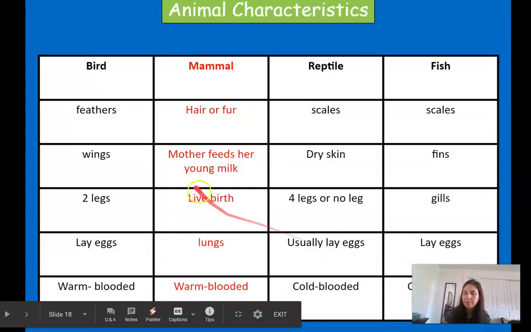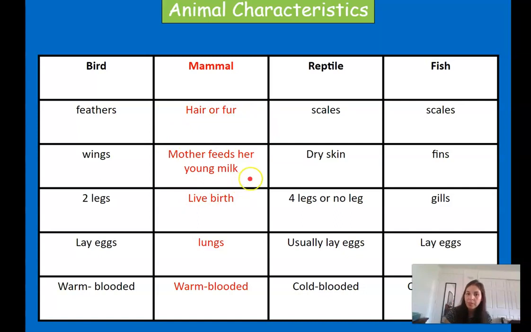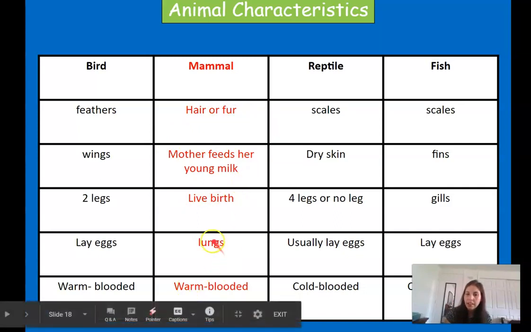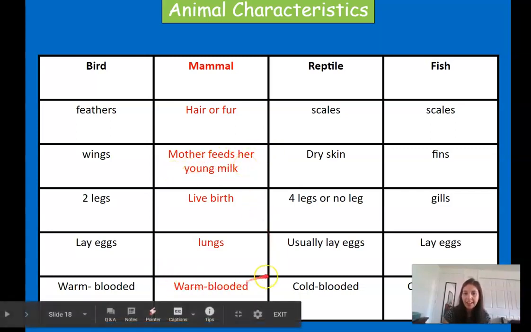A polar bear has fur and lungs. A polar bear mother feeds her young milk. And it is warm-blooded. Those are all characteristics of a polar bear.